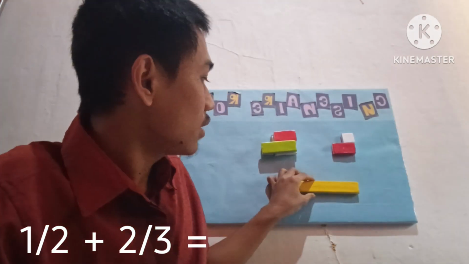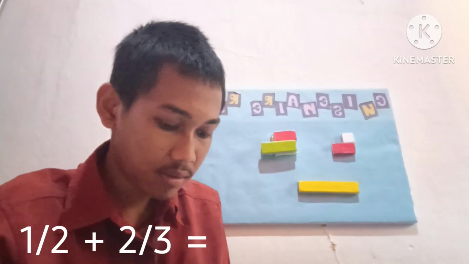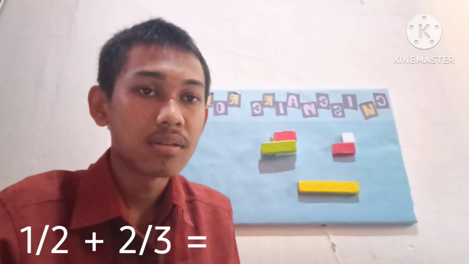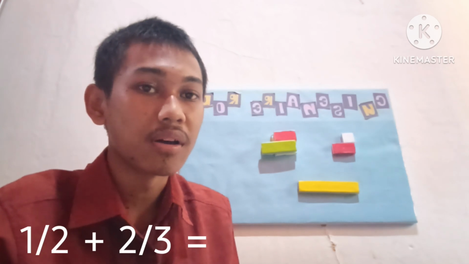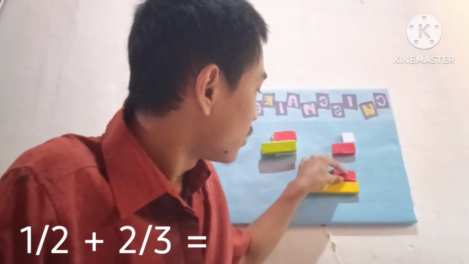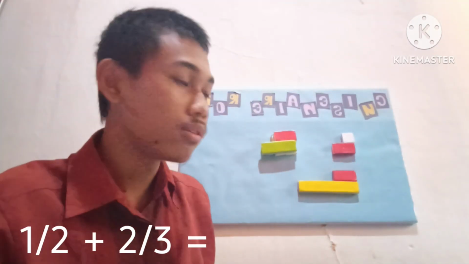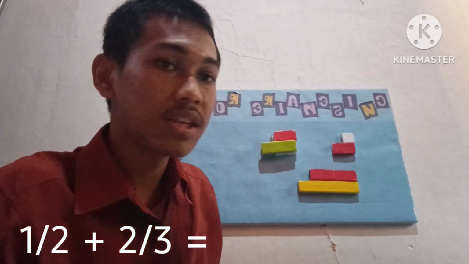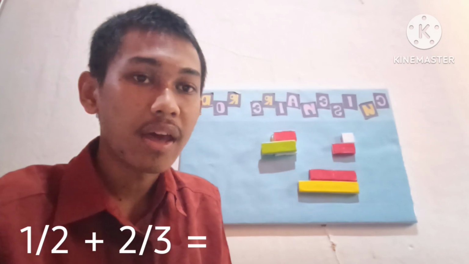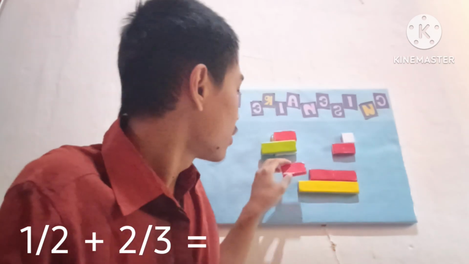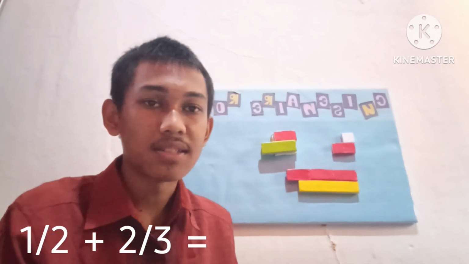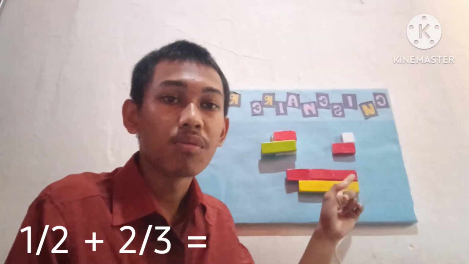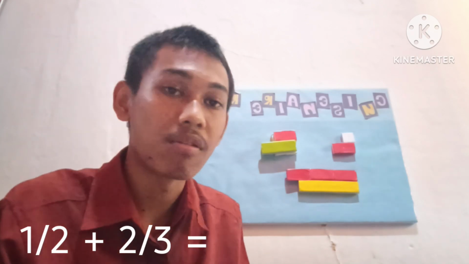And let's see if the yellow rod can represent the red rods. Okay. Not enough. We will add more red rods. Still not enough, and we will add one more here, and we can see the yellow rod cannot represent two red rods. We need to find another rod.